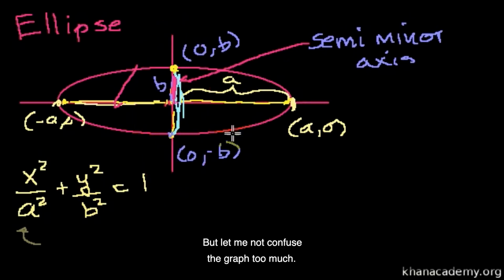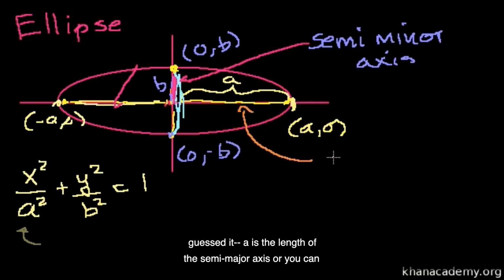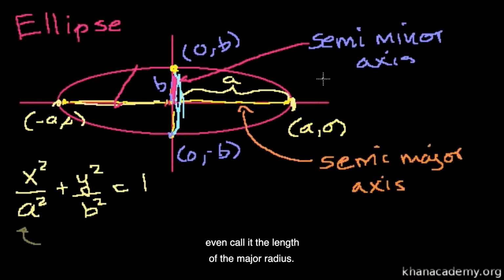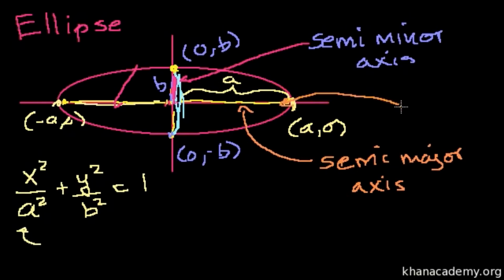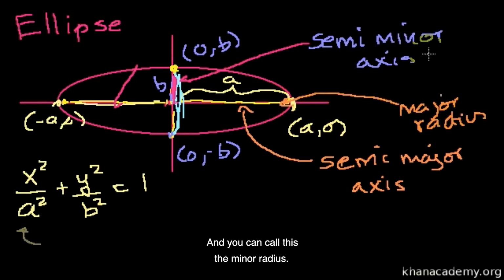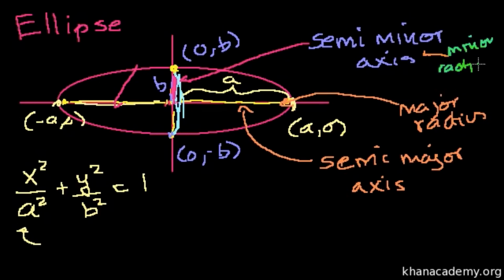But let me not confuse the graph too much. And in this case, I think you've guessed it, a is the length of the semi-major axis. Or you could even call it the length of the major radius. I think that makes more sense. Major radius. And you could call this the minor radius. Minor radius.